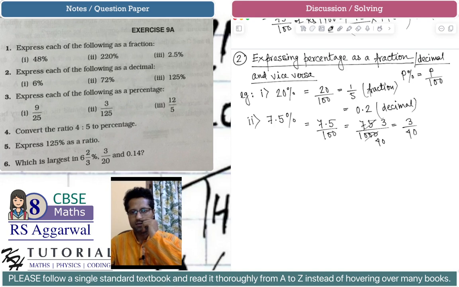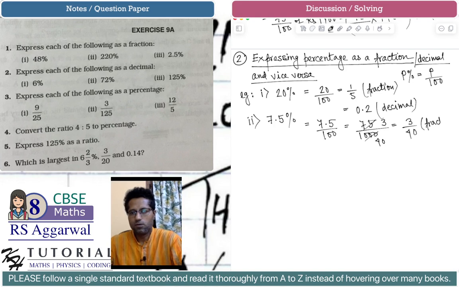Now, if I am making any calculation mistake in the simplification, like 3 by 40 could be wrong, please try to understand the concept that I am discussing. I'm not really focusing on whether I am making a calculation mistake or not. Just try to understand the concepts. So 3 by 40 is the fraction equivalent, or 7.5% as a fraction is 3 by 40.